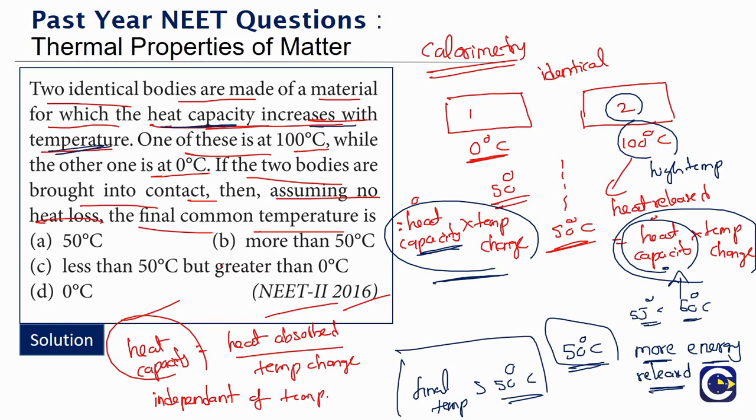What if it is the reverse? If the heat capacity is decreasing with temperature, then we will have a final temperature less than 50. But here the heat capacity is increasing with temperature, so the final equilibrium temperature will be more than 50. Okay.